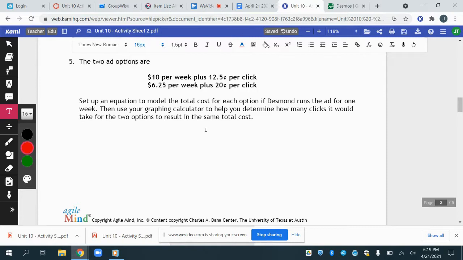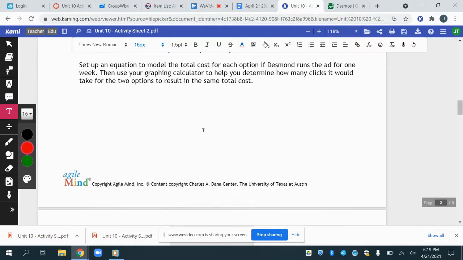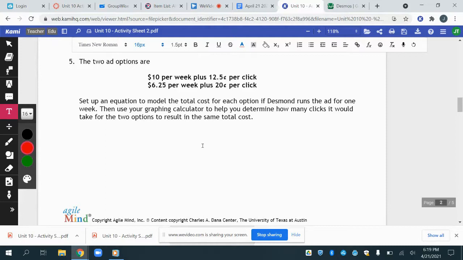Okay. The two ad options. Now we're buying ads. Great. $10 a week plus 12.5 cents per click. $6.25 for a week plus 20 cents per click. What does that mean? Okay, so we'll talk about that. Set up an equation to model the total cost of each option if Desmond runs ads for the week. Then use a graphing calculator to help you determine how many clicks it would take for the two options to result in the same total cost.